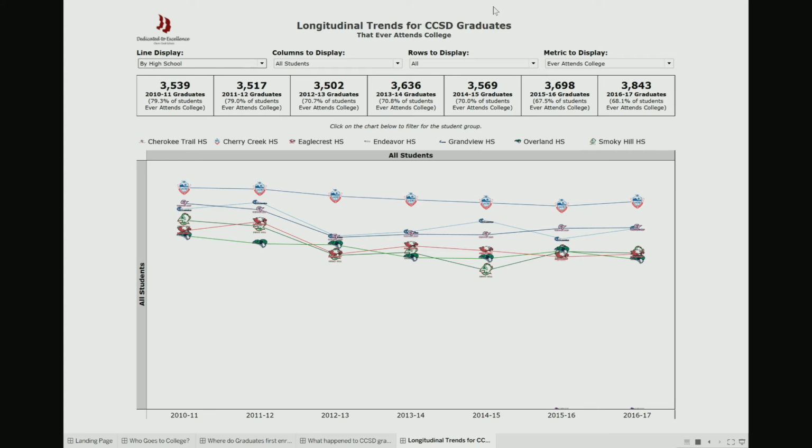So then you can also disaggregate or look at it by school, so you can control the line display.